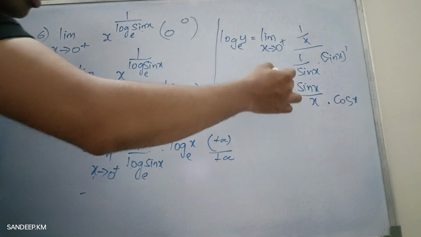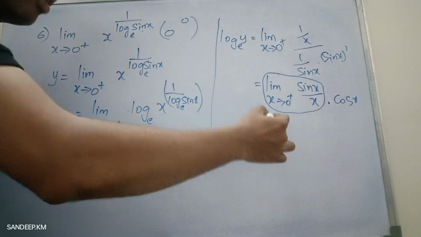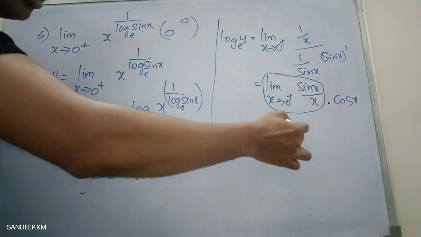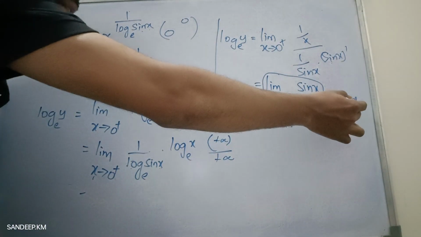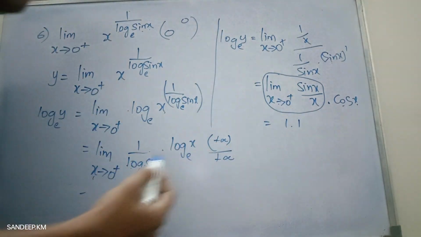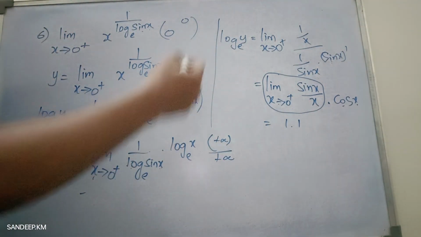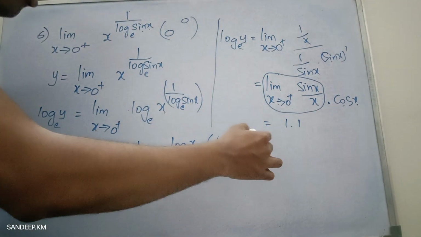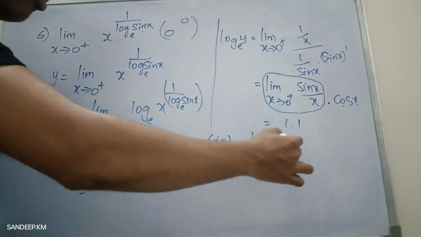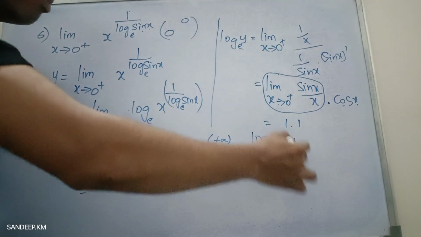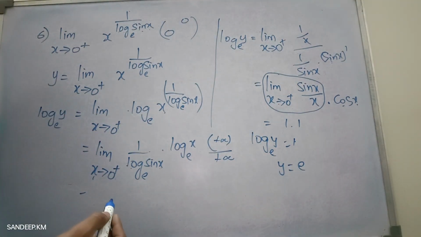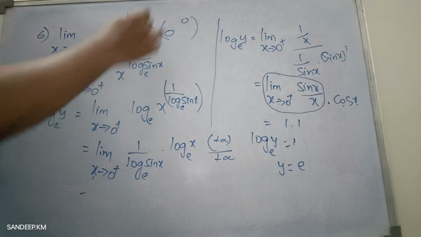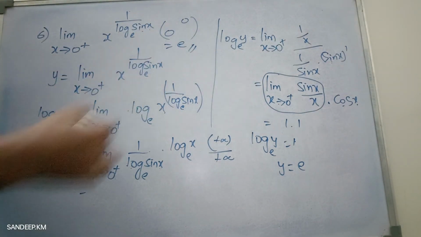And dear students, already you know the limiting value of this particular function, sin x by x, in trigonometric limits you learned. It is 1, and you can substitute x as 0. Cos 0 is 1. So what you got? Log y value is 1. You got log y base e as 1. Therefore, y is equal to e power 1. Converting logarithmic form into exponential form, y is equal to e power 1, which is e. Therefore, the answer for this question is e.